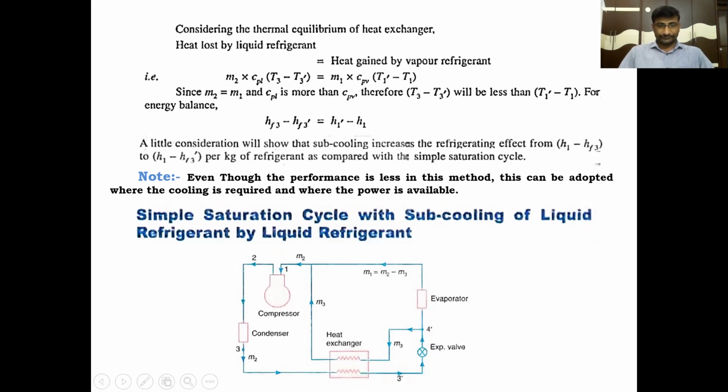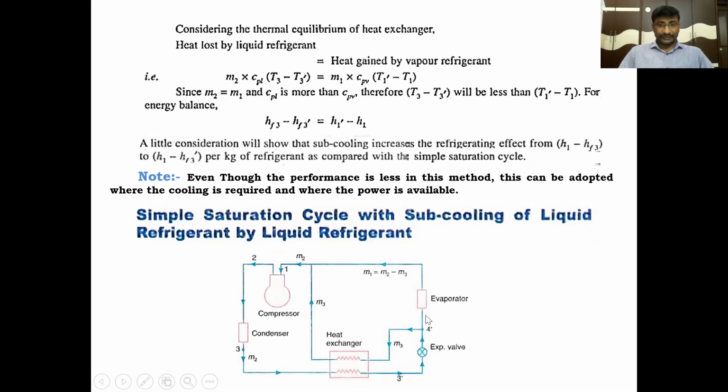Let's look at this cycle. M2 amount of refrigerant enters the compressor at point 1, which is compressed up to point 2. 2 to 3 is the condensation. 3 to 3 dash is the subcooling process, similar to the previous case. 3 dash to 4 dash is the expansion process. At 4 dash, we are introducing the heat exchanger. That is, we are diverting the refrigerant at 4 dash.